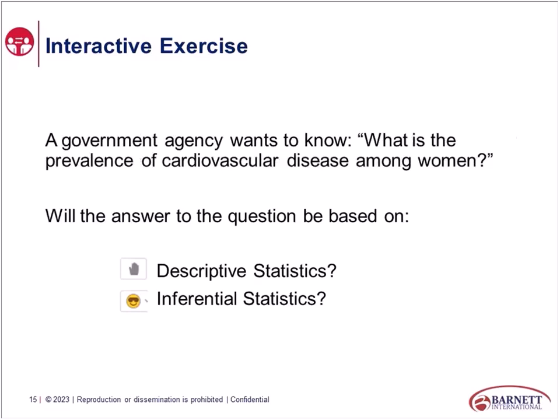Last one here. A government agency wants to know, what is the prevalence of cardiovascular disease among women? Descriptive statistics, yeah, exactly, because we do not want to make any inferences or make any decisions. All we want to know is, what is the prevalence of cardiovascular disease? Great, okay, so far so good.